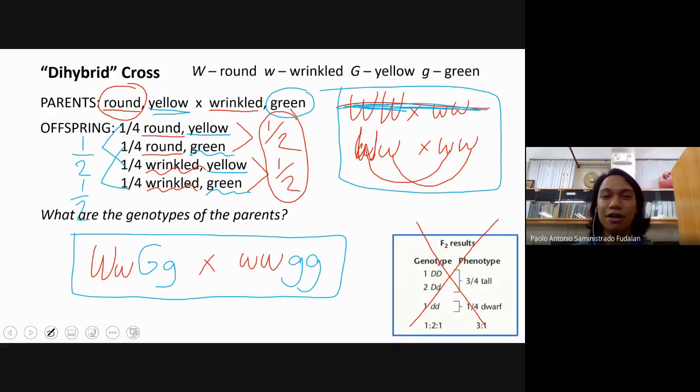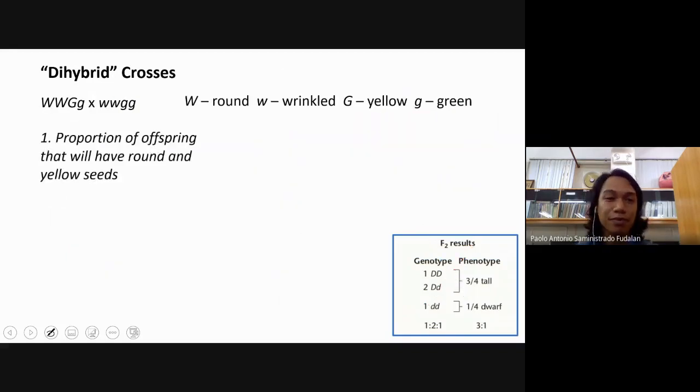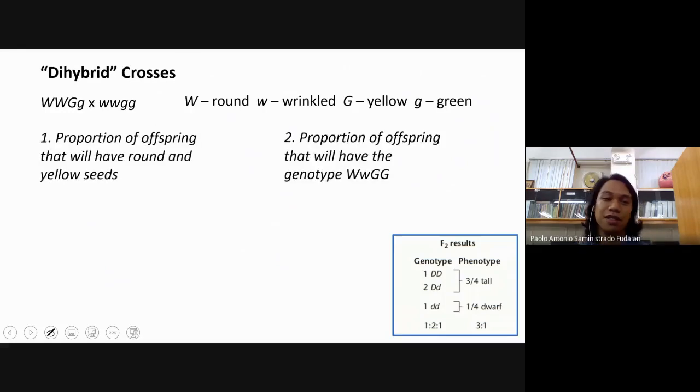All right, so this is our cross that looks like a dihybrid cross but is not. So take note of that. So let's continue. We have this cross: big W, small w, big G, small g times small w, small w, small g, small g. Still a "dihybrid cross" in quotes, because it's not. So here are the questions. Once you have the answer, just speak up.